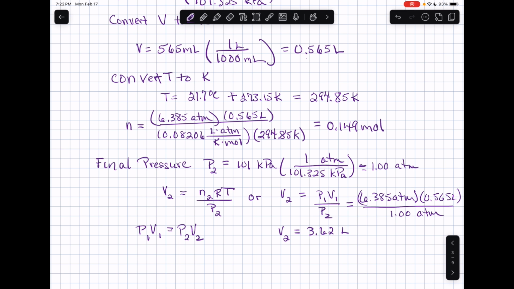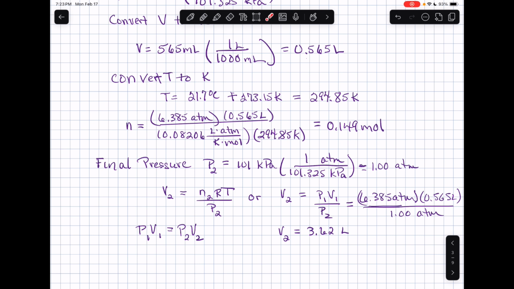We'll just take our pressure of 6.385 atmospheres and our volume of 0.565 liters, which is what we used in the first part, divided by P2, the pressure of 1 atmosphere, and we're going to get our volume of 3.62 liters. So that's all there is to it. If we're doing it that way, because the temperature is constant, we can use Boyle's law.